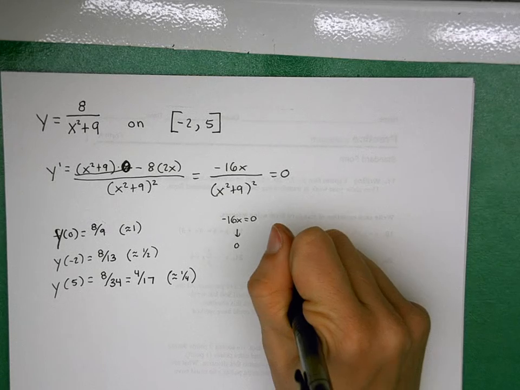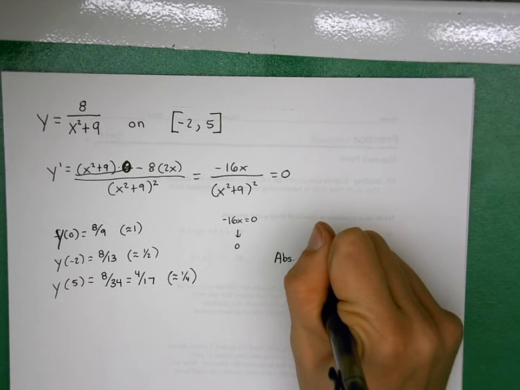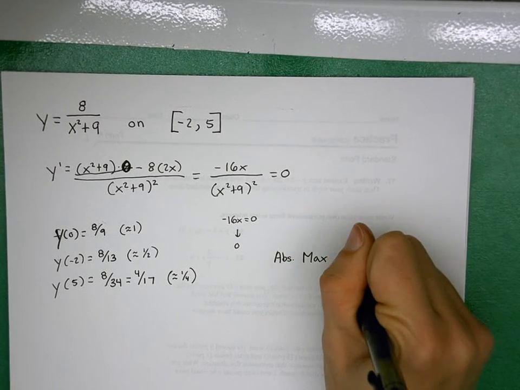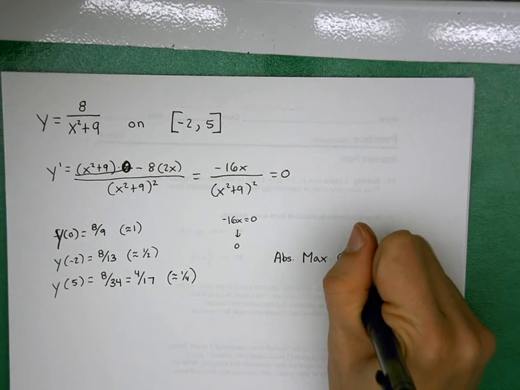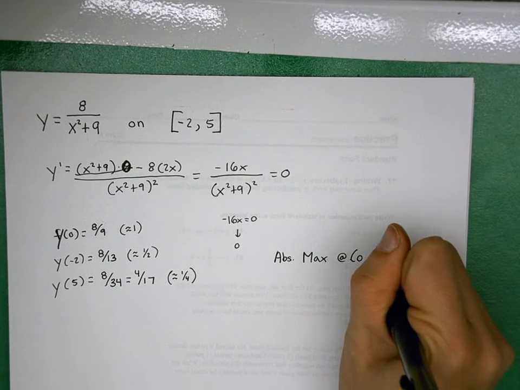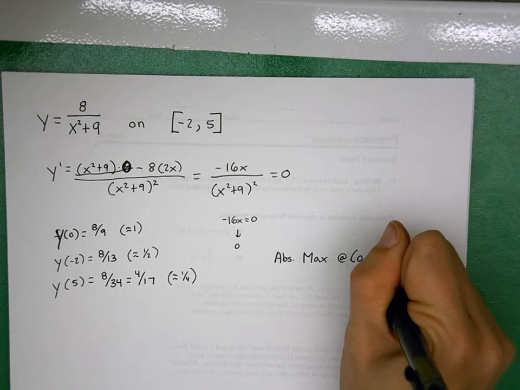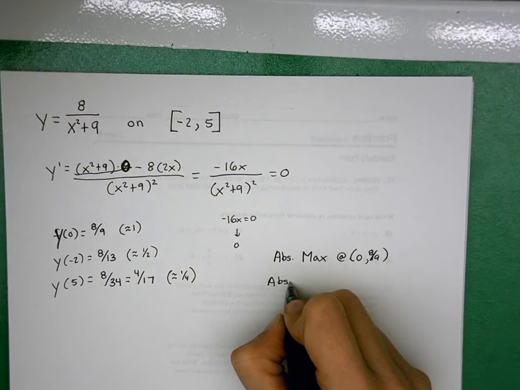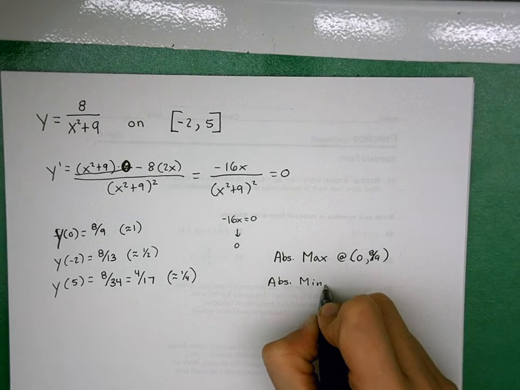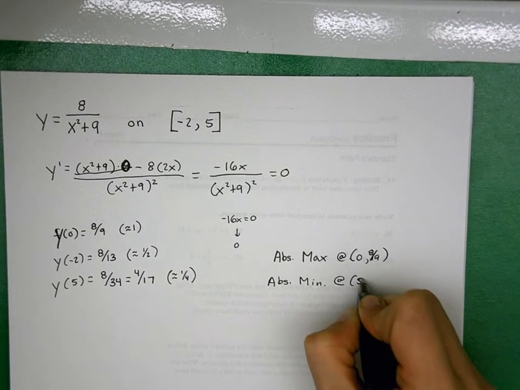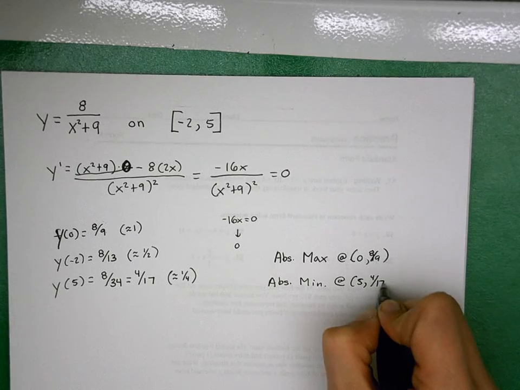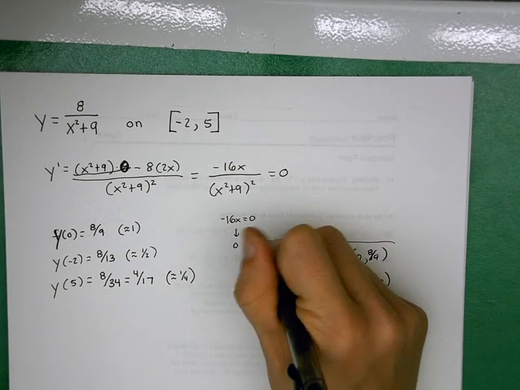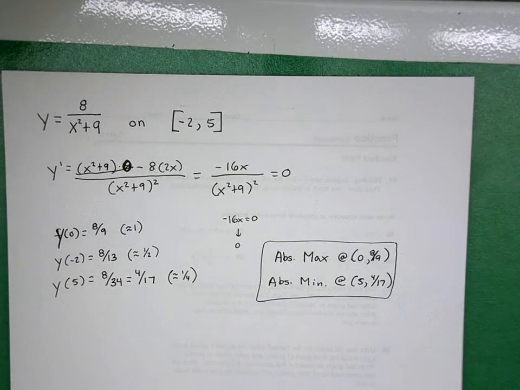And so which one's my absolute max or my absolute min? Well, my absolute max would be at (0, 8/9). And my absolute min would be at (5, 4/17). And there you go.